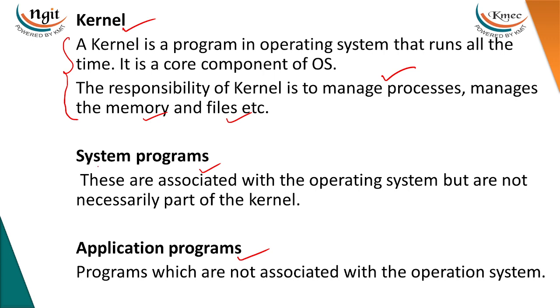System programs are the programs that are associated with your operating system but not necessarily part of your kernel. Then there are application programs, specifically called user application programs. These are not associated with the operating system. So kernel is a core component of operating system. System programs support the operating system, but are not part of kernel. Then user application programs are not part of the kernel and not part of the system programs or operating system. They are actually installed by the user.